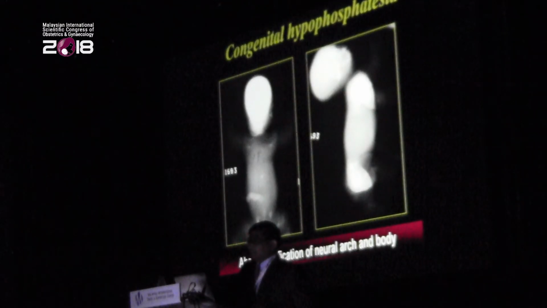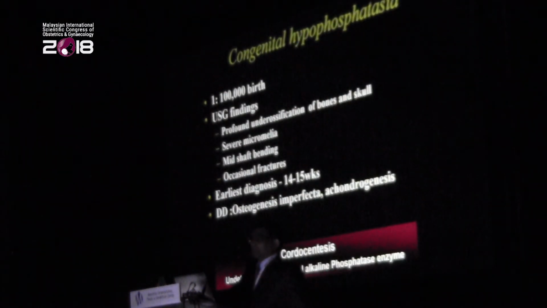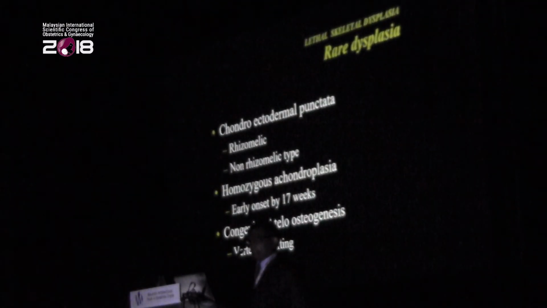Now, moving on to some rarer conditions, you can have a condition of hypophosphatasia. Here you will find that almost the entire spine is often not seen at all, and in the ultrasound image you will often see just small dots which represent the spine for these babies, and there is almost complete absence of ossification of the neural arch in the body. Now, this is extremely uncommon and is seen in 1 in 100,000 births. Often the key feature you will see is severe micromelia, and there may be occasional fractures in these babies, and this can be confirmed if you get a fetal blood sample as well, looking at the levels of the alkaline phosphatase enzyme.